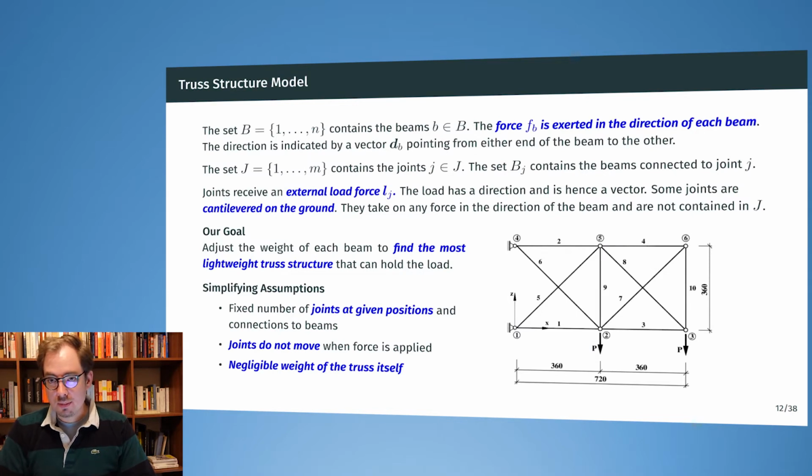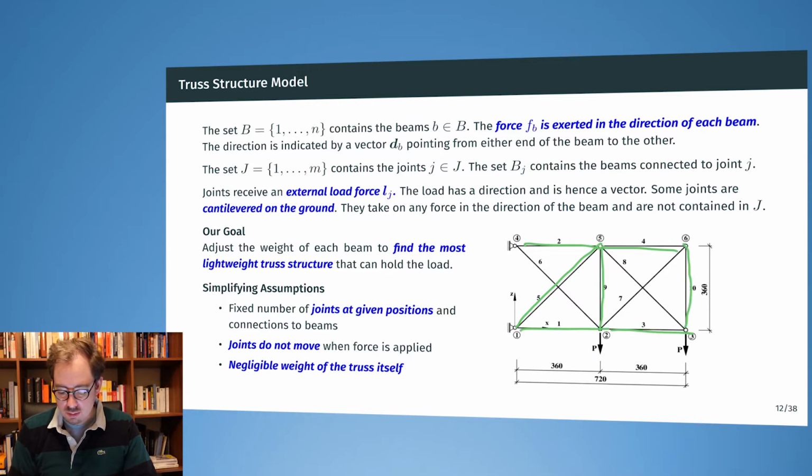Okay, so the truss structure we want to optimize is making a couple of simplifying assumptions. We are concerned with a truss that contains a set of beams that are connected to one another. Here I'm drawing them in green. These are the beams of the truss, and these are connected to each other. And the connection points are called the joints.